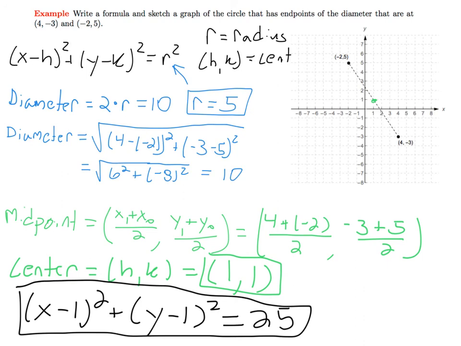And finally, sketching this graph, do the best we can. We would just draw the circle that has diameter of the dashed line up there. So there we've got a picture. Down below, we found the formula for this circle.